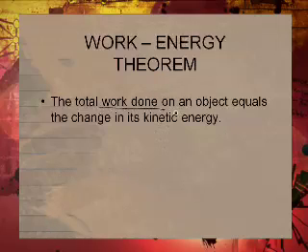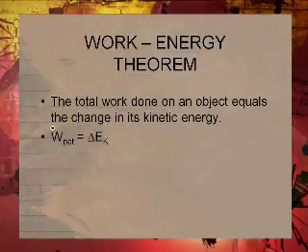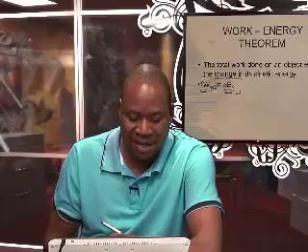The total work done on an object equals the change in its kinetic energy. What is this? This is what we call the work energy theorem. You need to know this. So according to the work energy theorem, mathematically, the total work done on an object should be equal to the change in its kinetic energy, delta EK.